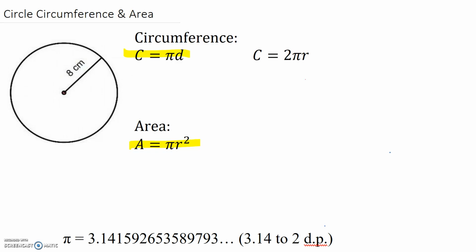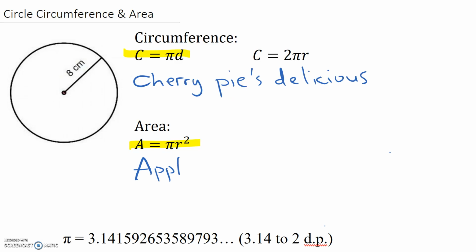So if we get rid of those, you might prefer to think, well, if I look at this formula, some people have a mnemonic to remember these, and they talk about the fact that cherry pies are delicious. Actually, let's put that with a lowercase p. Cherry pies are delicious. Cherry pie is delicious. And apple pies are too. Okay, so how does that help us?